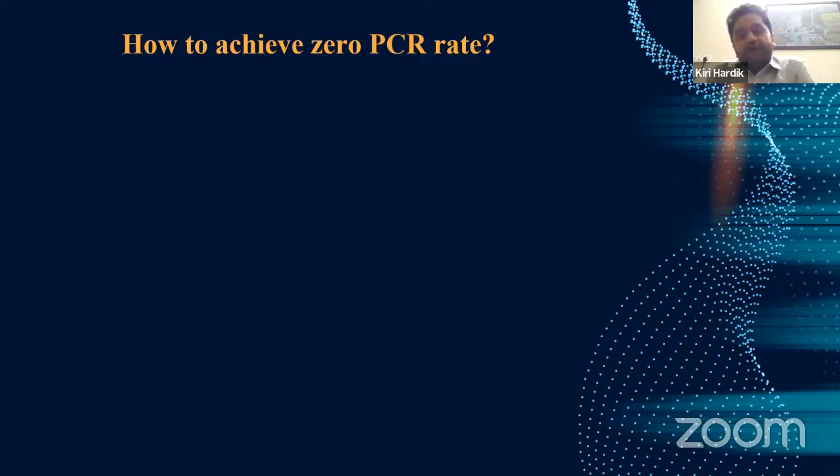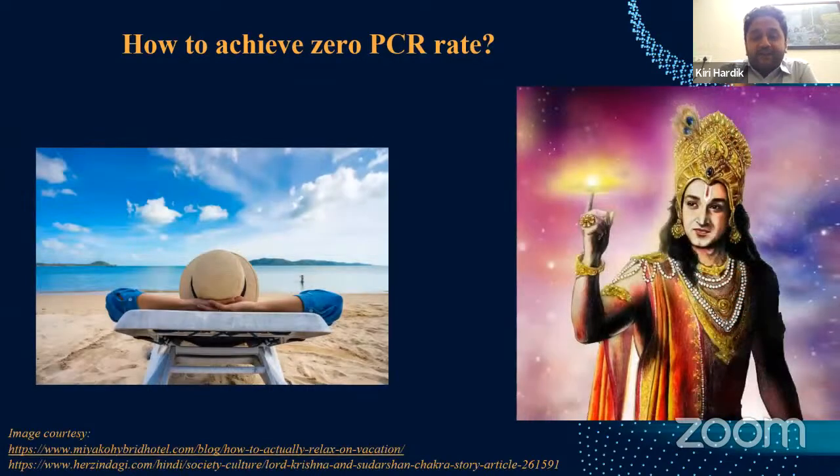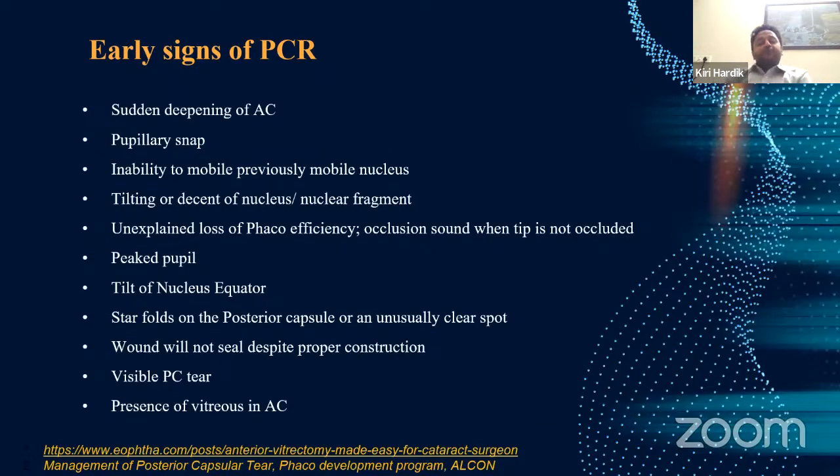And one more thing, how to achieve a zero PCR rate. There are two situations when we can achieve a zero PCR rate and 100% success rate: if you are relaxing and not doing cataract surgery, or if you are Lord Krishna. In my knowledge, there are only two conditions where you can have a zero PCR rate. But for normal people, I will say that at some point in your life, you will definitely get a PCR if you are doing surgery.